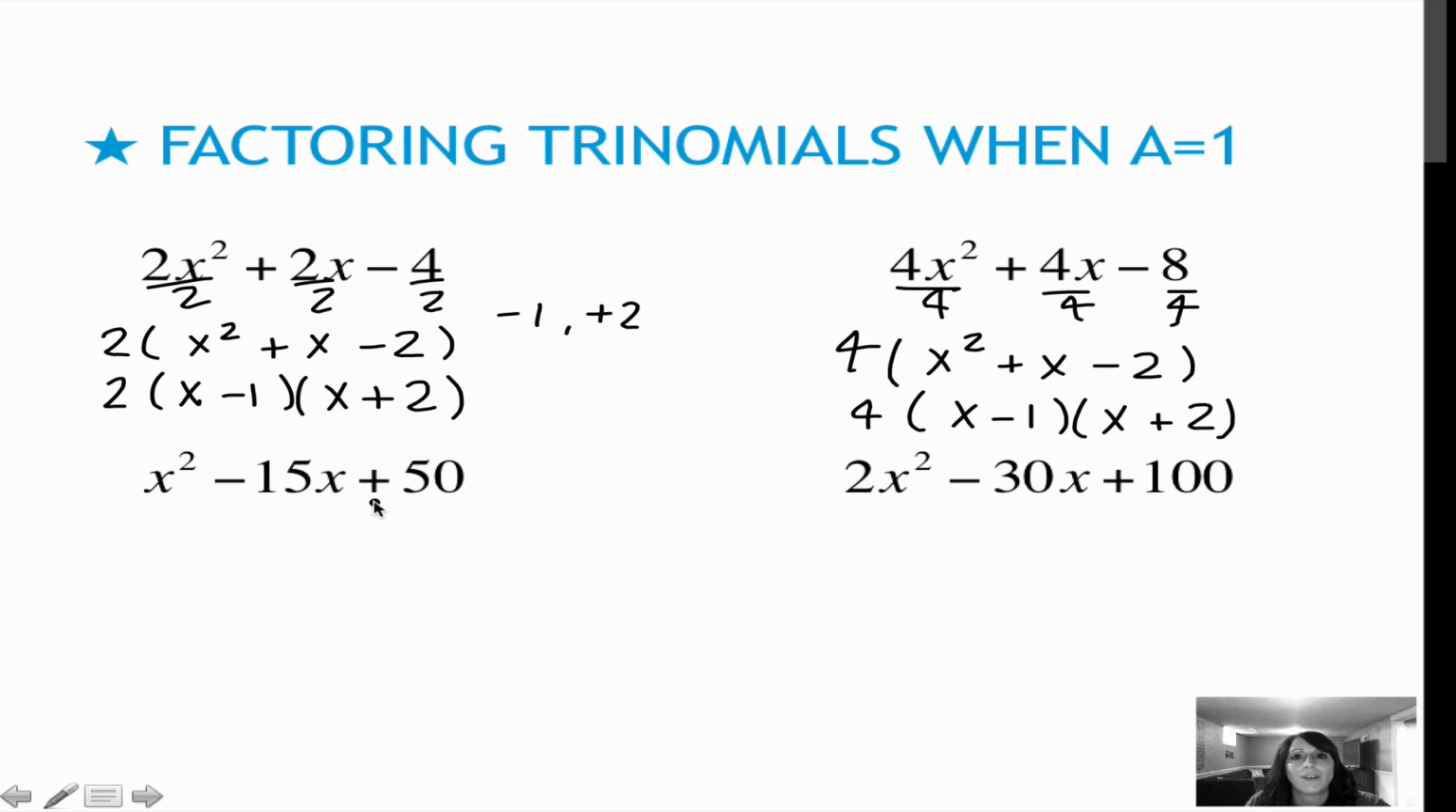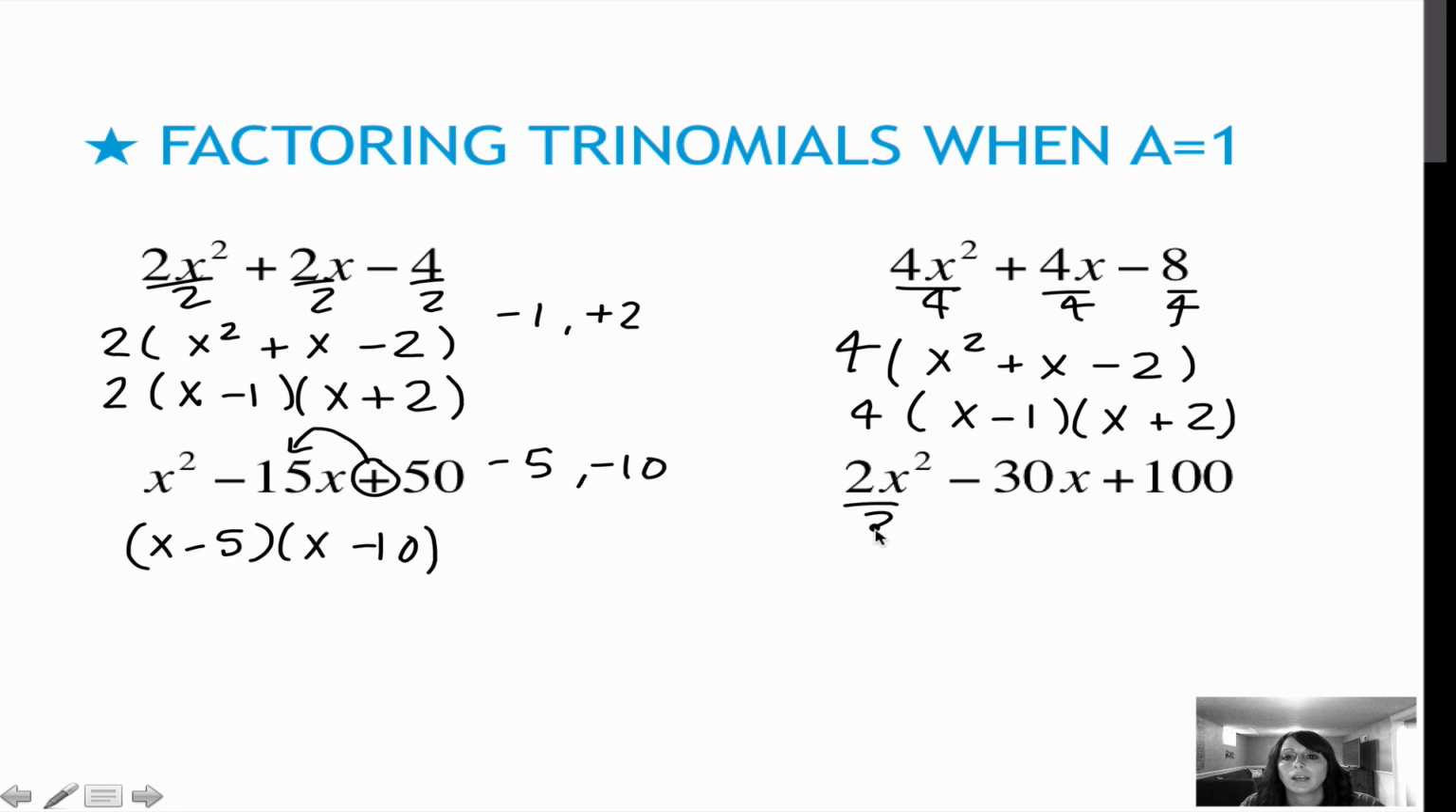Here, I don't have a GCF. I'm looking for numbers that multiply to 50 that add to 15, which would be 5 times 10. They need to add to a negative 15, which means they're both negative. So x minus 5, x minus 10.